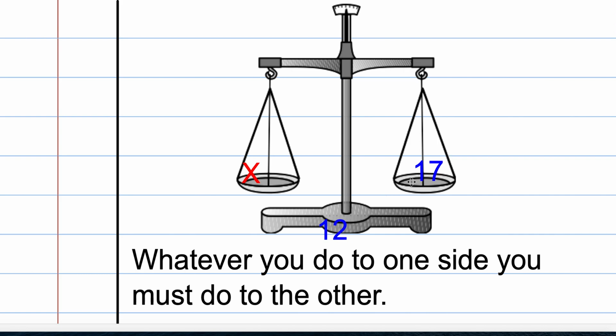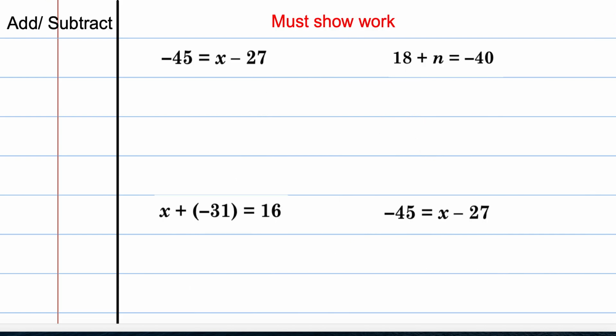So on this side, I'd have to remove 12, which would leave me with 5 left here. So now they are balanced. X would be 5. Today, you're going to see a lot of your answers, but it's about showing your answers. How do you show them? First, add or subtract. You must show your work.